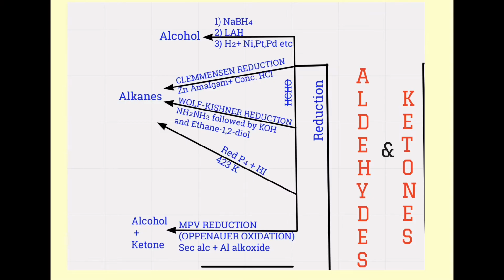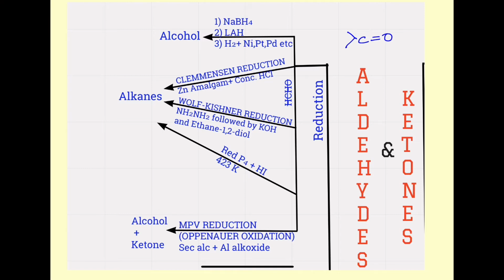Now look at the flow chart. If we are converting aldehydes and ketones to alkanes by any of the three reducing reactions, we've got Clemmensen reduction, we've got the Wolff-Kishner reduction, and the third one is using red phosphorus and HI at 150 degrees Celsius. All of these are giving you the product as alkane. What is the principle behind it? So you've got the carbonyl group, right?